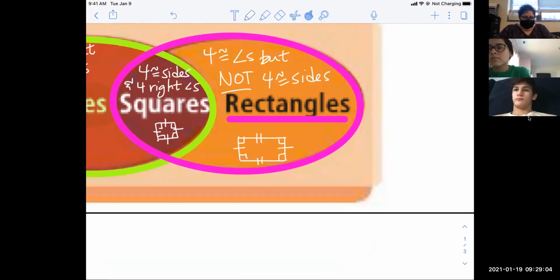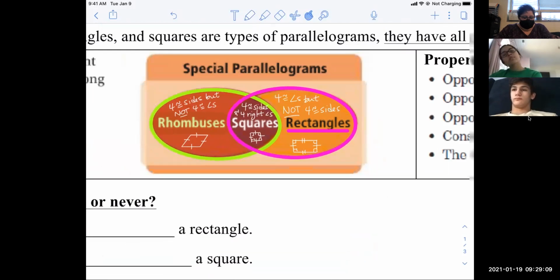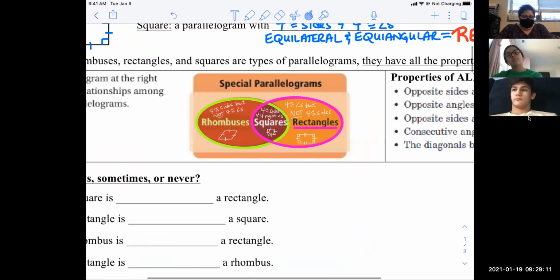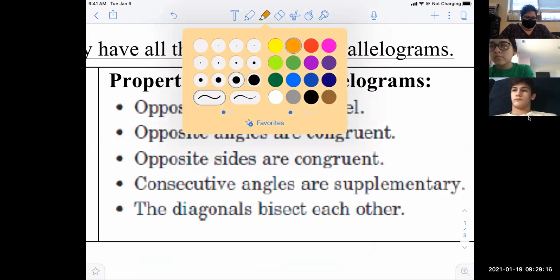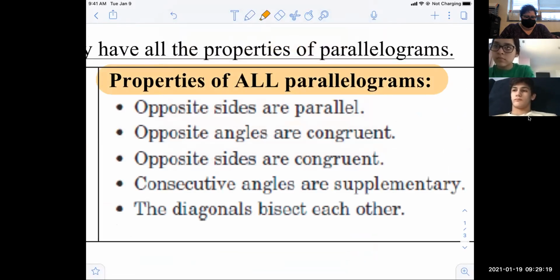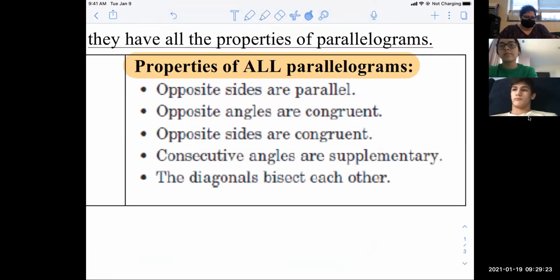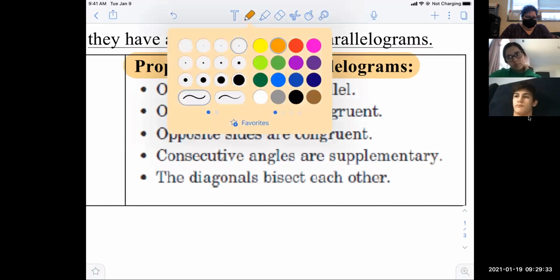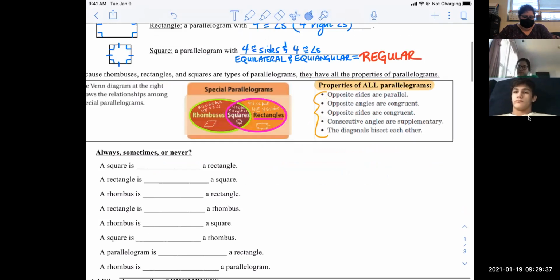And you're right that the opposite pairs have to be congruent, because again, this is a parallelogram. These are special kinds of parallelograms. So everything you knew about parallelograms in general is still true about rectangles, rhombuses, and squares. Opposite sides parallel and congruent, opposite angles congruent, consecutive angles supplementary, and diagonals bisect each other. These were all properties of parallelograms, so everything you knew about parallelograms applies to these.